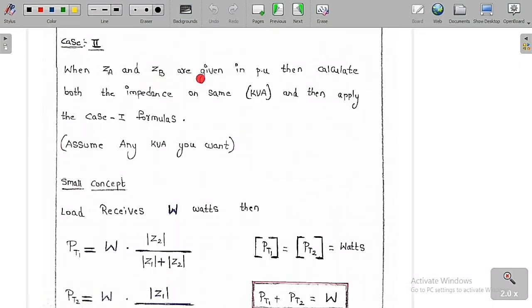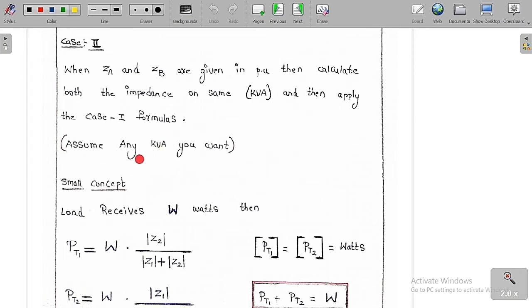Suppose ZA and ZB are given in per unit, then what do we have to do? When ZA and ZB are given per unit, then calculate both the impedances on the same KVA and then apply the case 1 formulas. Assume any KVA you want. Apply these new impedances in the above formulas, the case 1 formulas.